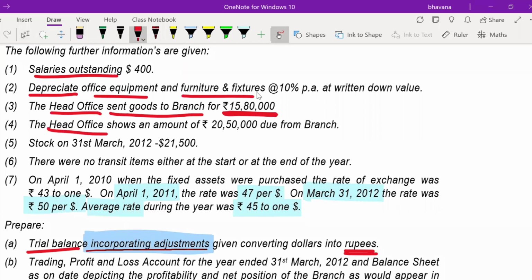Next, head office shows an amount of 20,50,000 due from branch. That means in the branch account also there will be some amount which it has to give to the head office. Correct. So now what is that amount? We have to go and see.